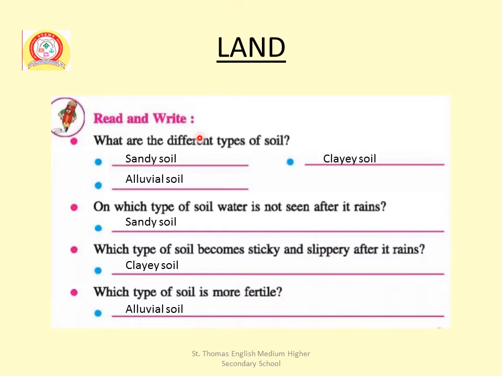Now some question answers. What are the different types of soil? Sandy soil, clay soil, alluvial soil. Three types of soil are there. On which type of soil is water not seen after it rains? That is sandy soil. Which type of soil becomes sticky and slippery after it rains? Clay soil. Which type of soil is more fertile? Alluvial soil. Okay, clear?